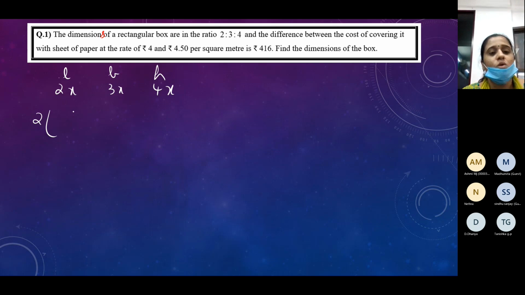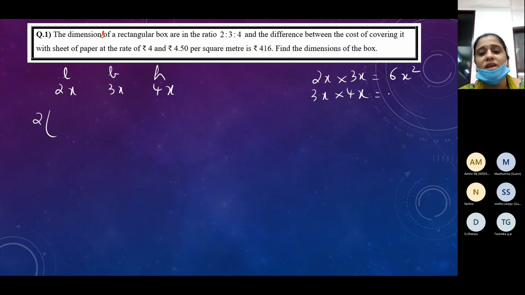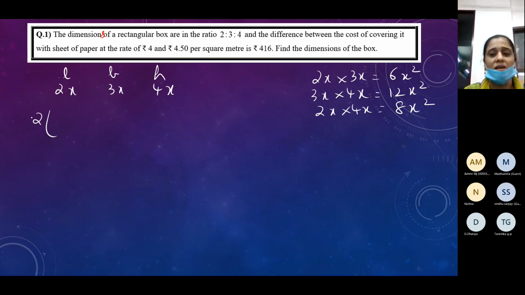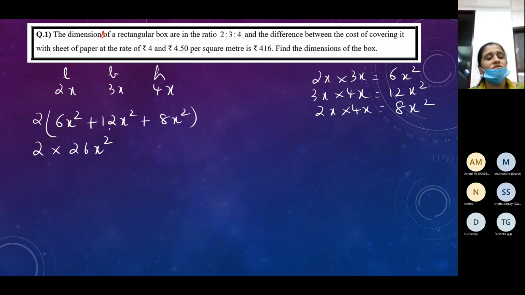So what is the TSA of the cuboid? 2 of LB plus BH plus LH. What is L into B? 2x into 3x, 6x square. What is BH? 3x into 4x, 12x square. And what is LH? 2x into 4x, 8x square. So 2 of 6x square plus 12x square plus 8x square. When you add all this, you get 26x square. 2 into 26x square is 52x square. This is the total surface area of your box.